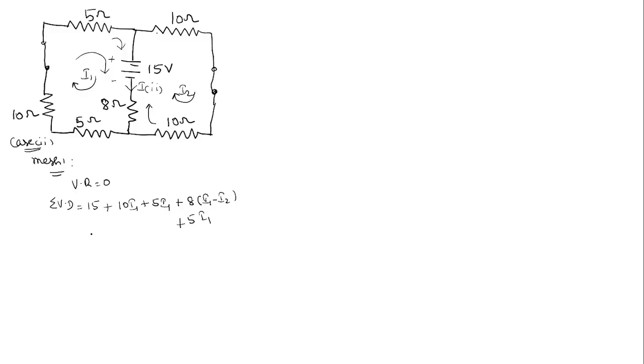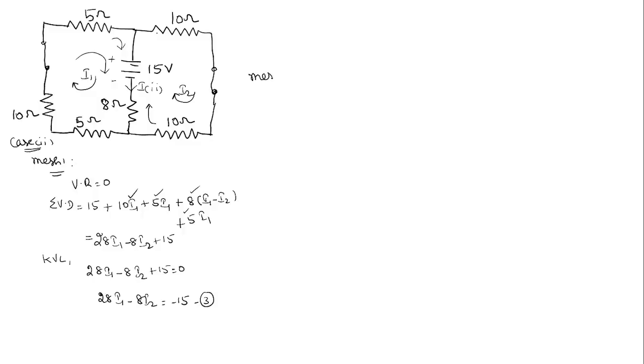Now the sum of the voltage drops, on simplification, we will get 10 I1 plus 5 I1 plus 8 I1, 10 plus 5 is 15, plus 8 is 23, hmm, 28 I1 minus 8 I2 plus 15. The KVL equation is sum of the voltage drops equal to voltage rise. So 28 I1 minus 8 I2 plus 15 equal to 0, or 28 I1 minus 8 I2 equal to minus 15. Let this be equation number 3.